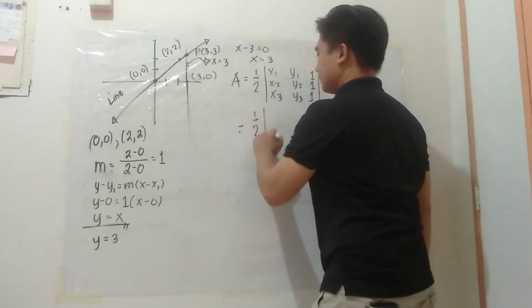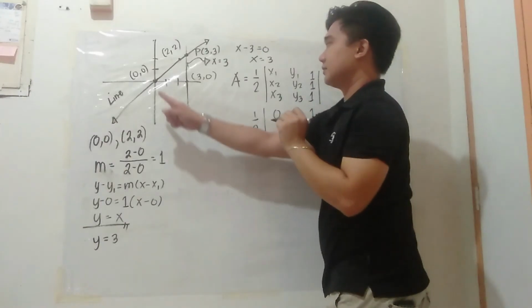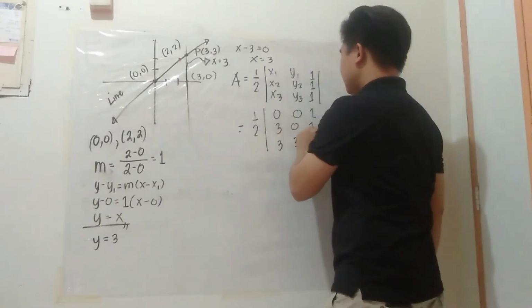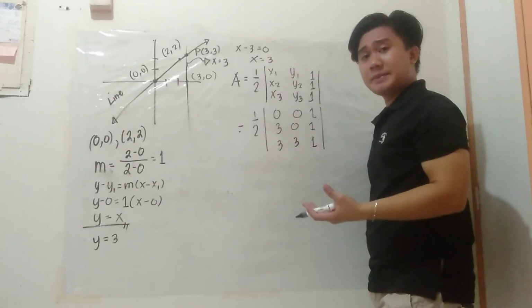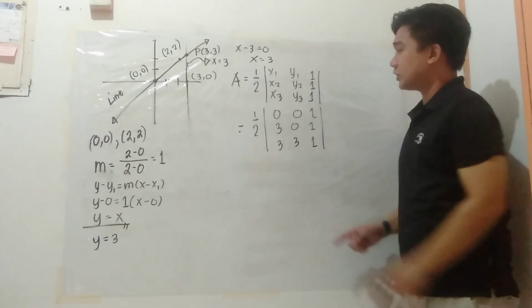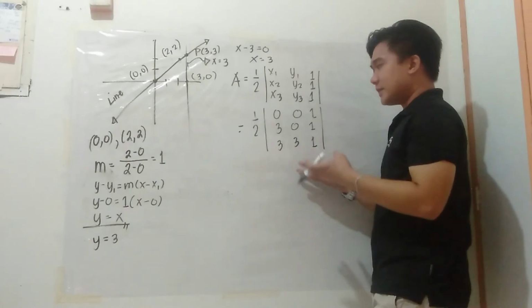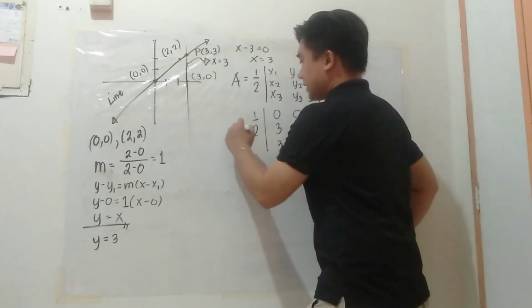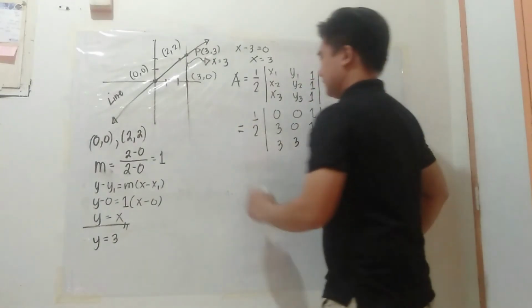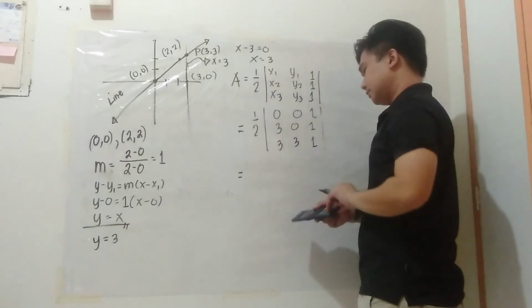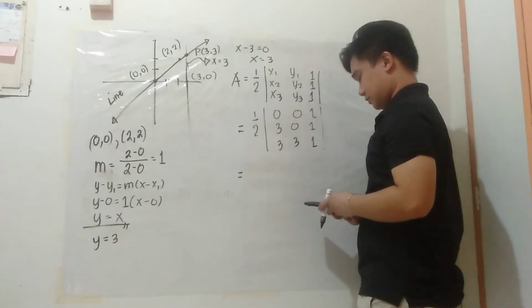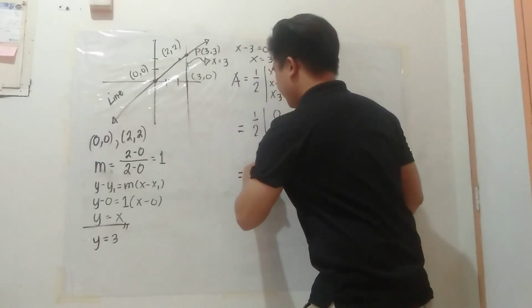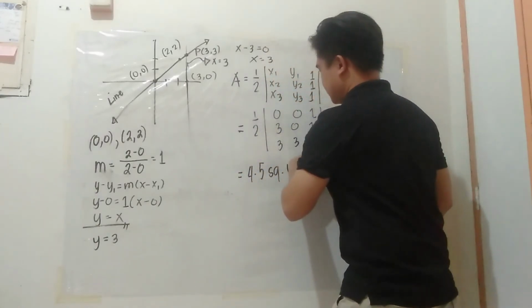So, 1 half, 0, 0, 1. And then, 3, 0, 1. And then, 3, 3, 1. And then, pwede mo na lang din pong gamitin si calculator mo sa pagkuha ng determinant ng matrix na ito. Kung gusto mo naman pong i-manual, ikakopy mo lang tong first column dito. Okay? Or gamitin mo yung general formula para safest. So, kapag ginawa ko yan, area is equal to 4.5 square units.